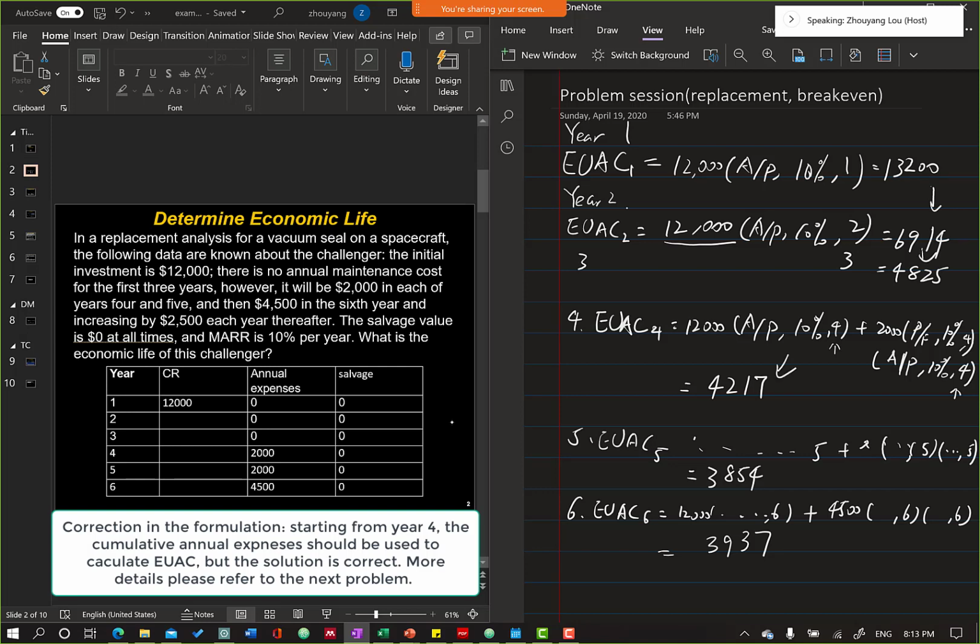We can observe that the annual worth is first going down from year 1 to year 2, year 3, year 4, and year 5, and then goes up at year 6. So basically the shape goes down from year 1 to year 5, and at year 6 goes up. So this will be the answer to this problem: the economic life of the challenger will be 5 years. This is just a warm-up for today's first question. I think it's very straightforward. Do you have any questions?